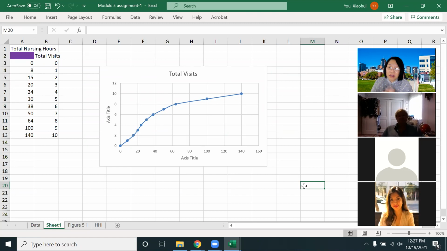Okay. That's one of the things I ask you guys to practice: the calculation again for the data, and also practice how to insert graph and how to add the titles for each item. Yeah.